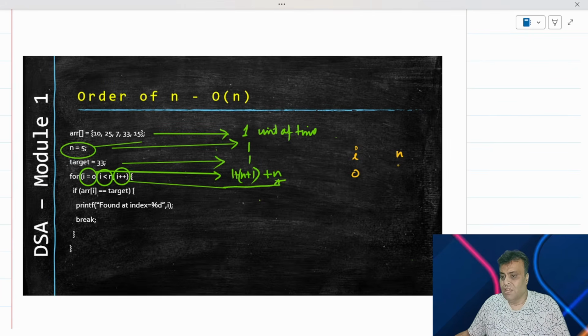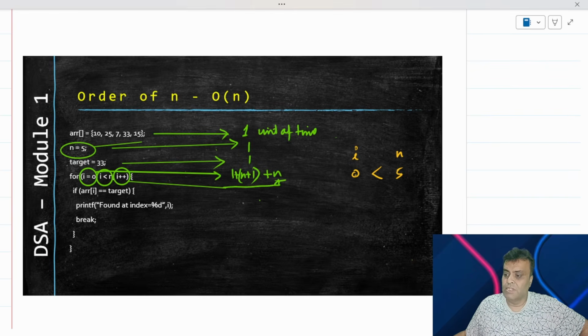Comparison of i with n is happening for 5, right? So this is the first time this comparison happens, so we will take this as iteration number 1. Next time i has increased itself. Now 1 will be compared with 5, so this is your iteration number 2. 2 will be compared with 5. This is your iteration number 3.